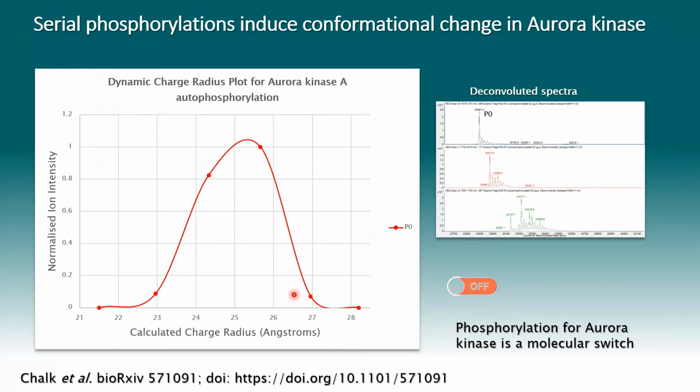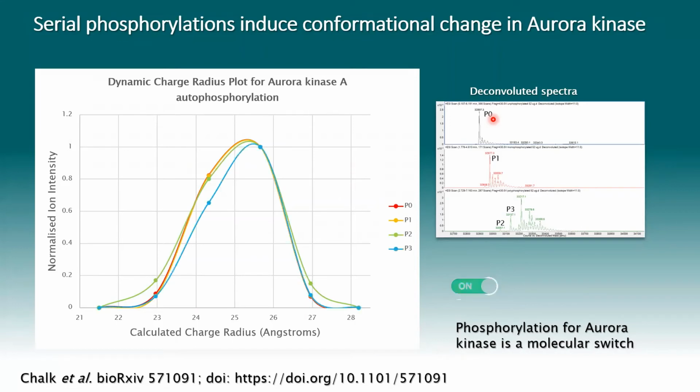phosphorylation groups. So here we plotted the dynamic charge radius for phosphorylation state 0. We plot this for phosphorylation state 1. There isn't very much difference. Phosphorylation state 2, there's a slight difference. Again, it's not much. However, when we plot phosphorylation state 3, we can see the charge distribution has shifted. And the same applies for state 4 and state 5.